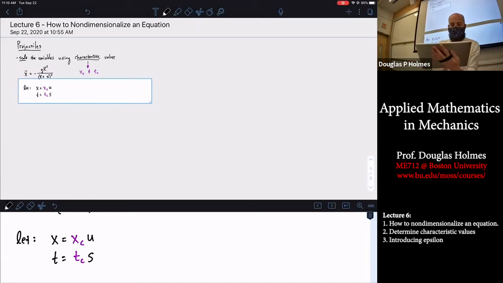I'm going to be extremely clear here. x has a length scale. The characteristic length also has a length scale, and therefore u is dimensionless. Same thing with time. Time is seconds or some measure of time. Your characteristic time also has units of time or seconds. s is also dimensionless.